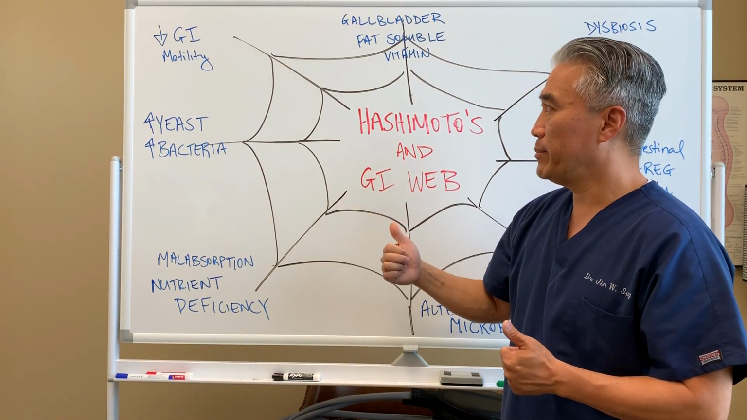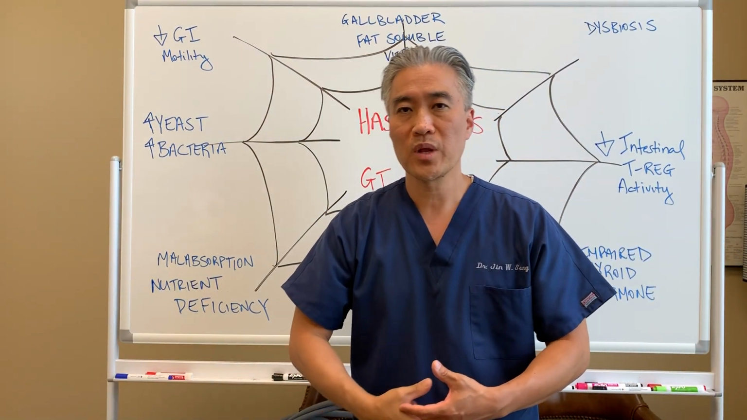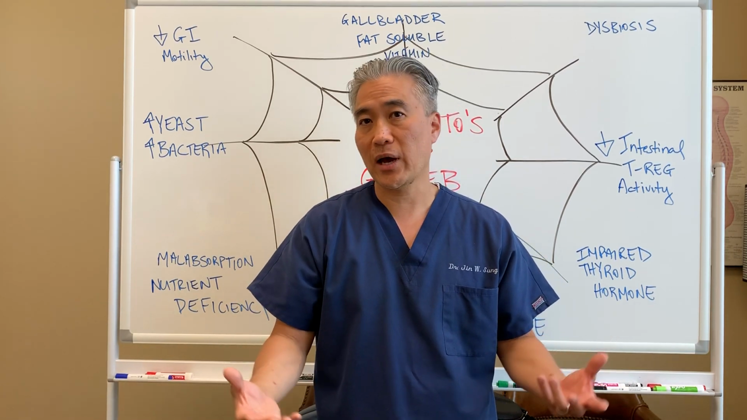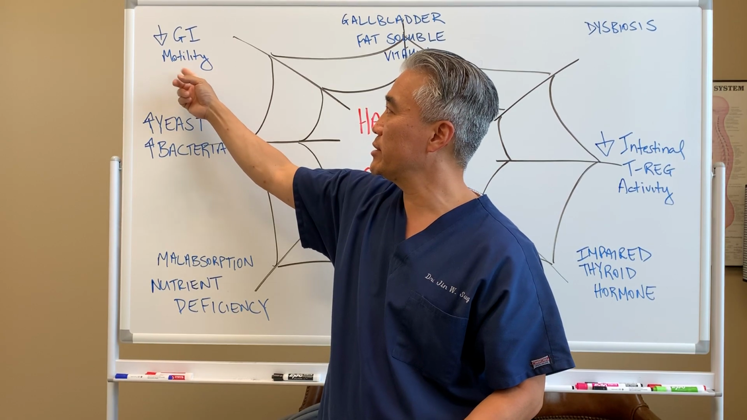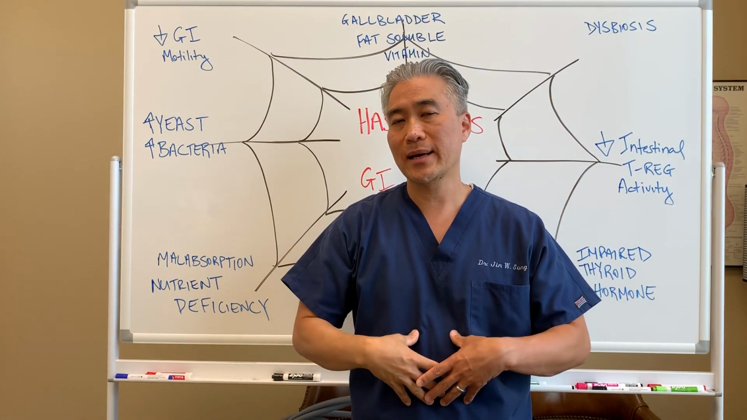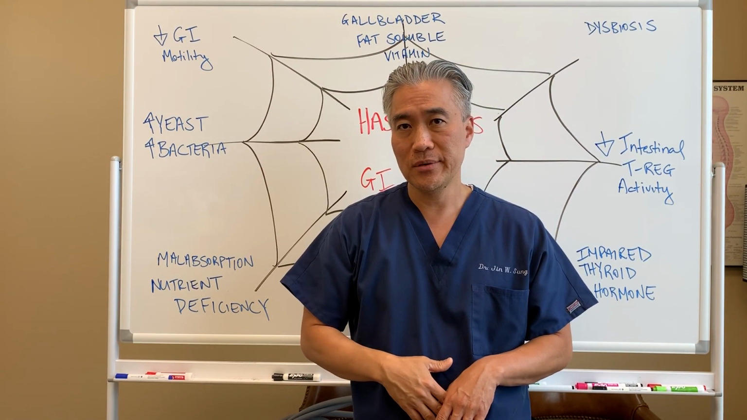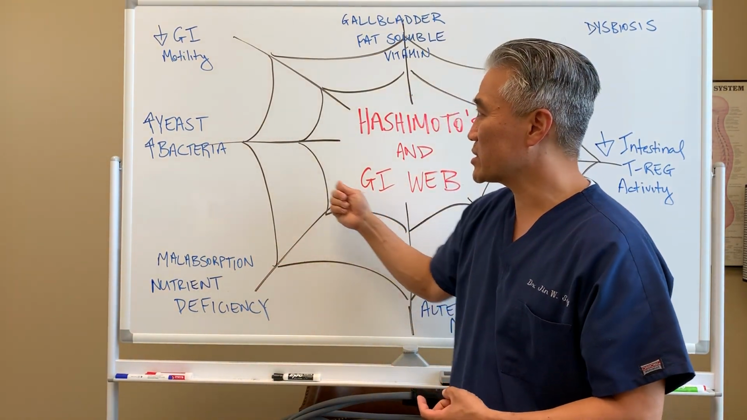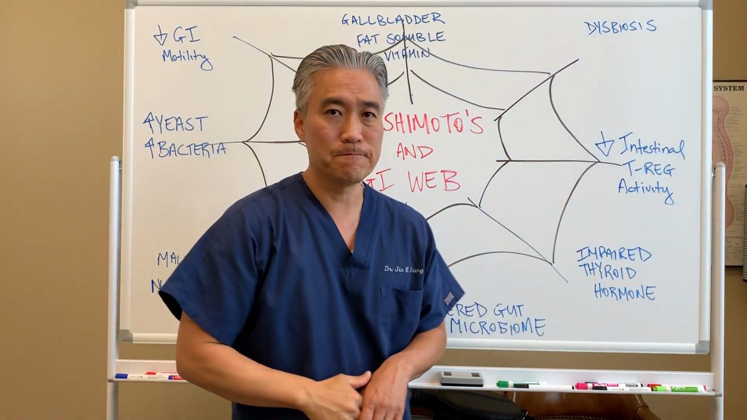Hashimoto's and the GI web. What happens with Hashimoto's is that you become hypothyroid. One, it can create inflammatory processes, and two, it can decrease thyroid hormone. That in turn can decrease GI motility. So what happens with that is, one, you're not going to digest your foods as well. Two, you're not going to have enzyme production. Three, you're going to get constipated. One of the most common signs is GI motility issues with Hashimoto's thyroiditis.